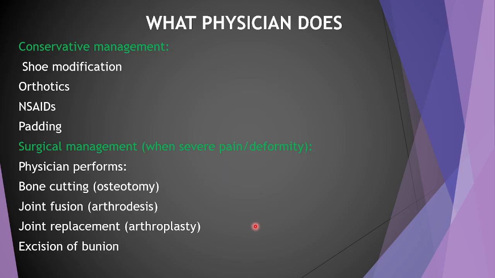What will the physician do if the conservative management has failed? Then the physician will do surgical treatment. First, he will do a bone cut, that is an osteotomy. Cutting in the bone is known as osteotomy. Second, he may also do a joint fusion, which is known as arthrodesis. Third, he may also do a joint replacement, that is an arthroplasty, and the excision of the bunion.